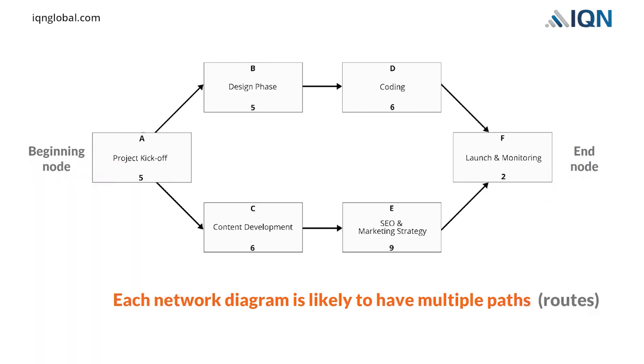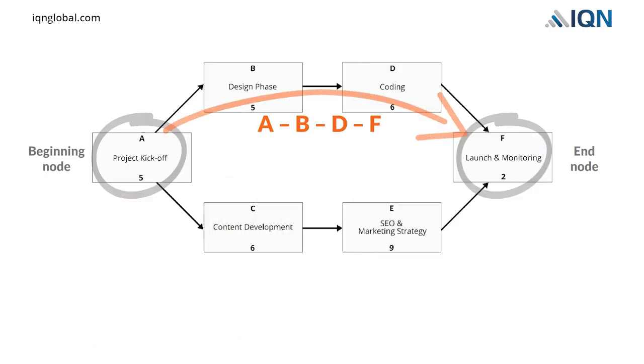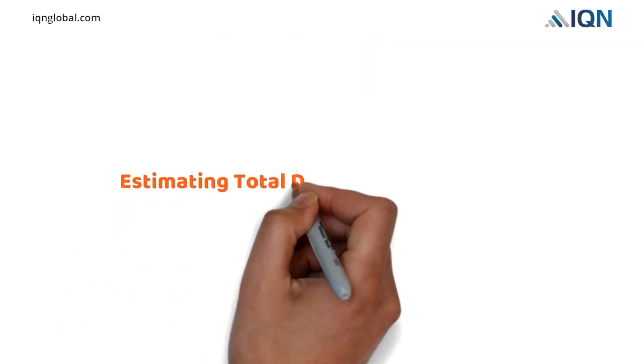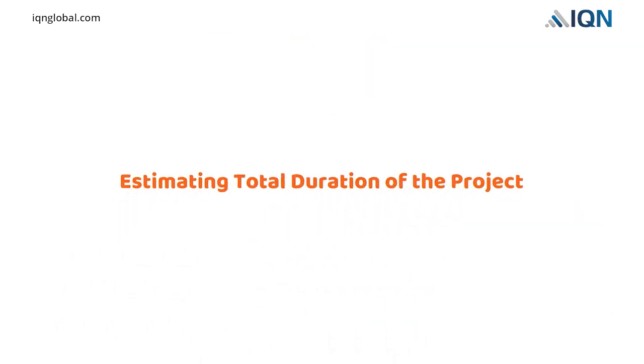If we carefully analyze the network, we will find there are only 2 different paths or routes from the beginning node, Activity A, to the end node, Activity F. Path 1 is A, B, D, F, and Path 2 is A, C, E, F. Now, we will learn how to estimate total duration of the project.